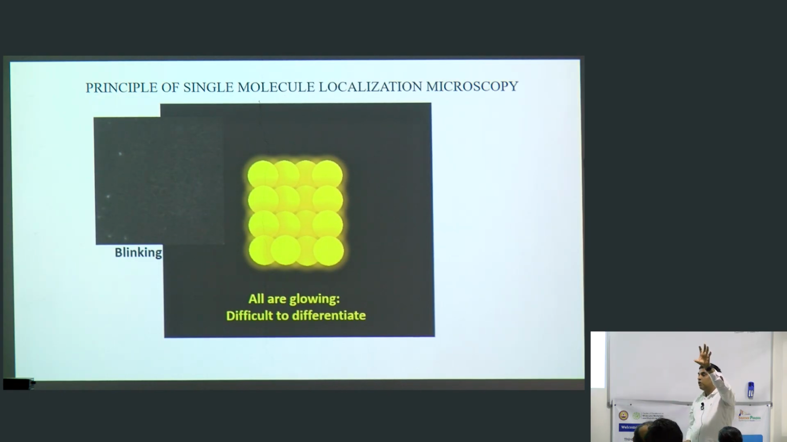I have only one light on, the others are basically off. Off means that within that blinking time scale, these are off and this is on. So what can we do? We can capture that position by capturing the point spread function maximum intensity, and that's what is being done here.